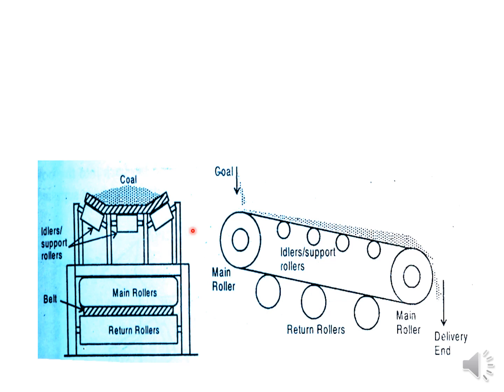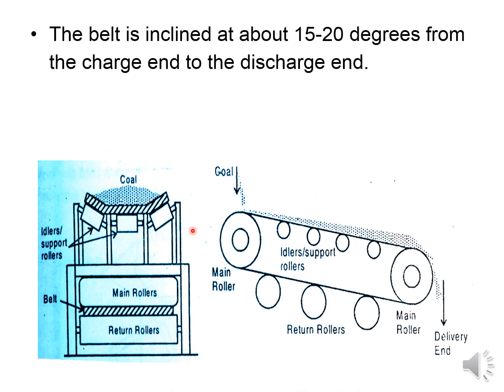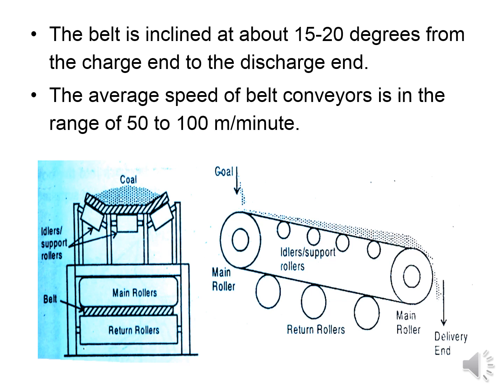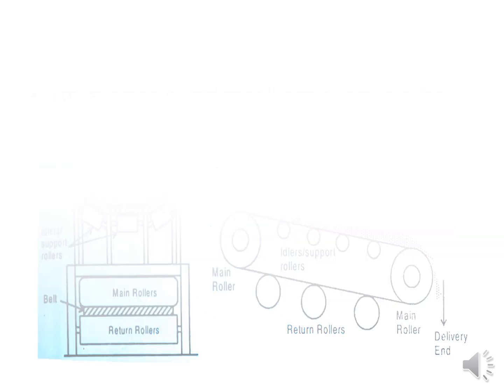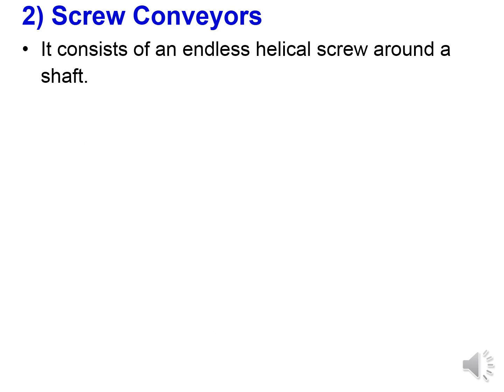These are mainly used for short distance transportation. The belt is inclined about 15 to 20 degrees from the charge end to discharge end. Charge end means you are charging the coal here, and coal is discharged at the other end. The average speed of the belt conveyor is in the range of 50 to 100 meters per minute. It is going to go slowly, 100 meters or 50 meters per minute.